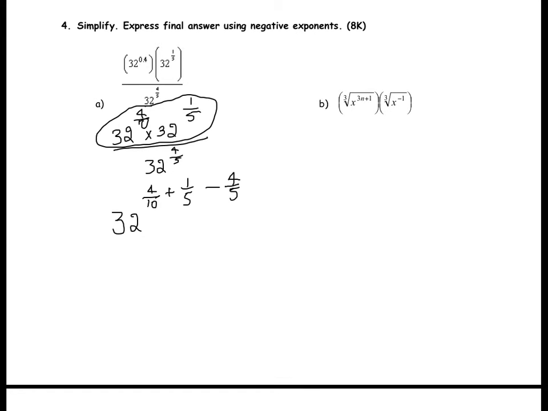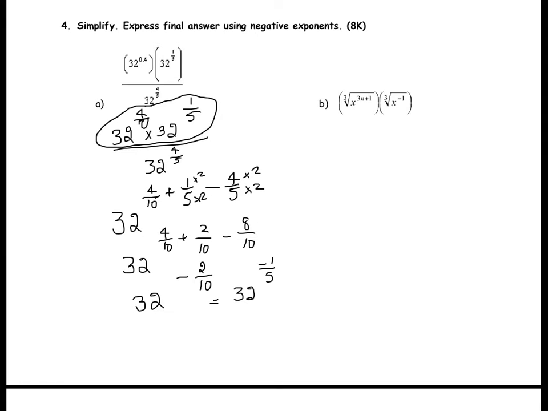Now, this one can be written as 32 exponent 4 over 10 plus, multiply the numerator by 2 and the denominator by 2, and you get 2 over 10. Multiply this one by 2 and this one by 2, you get negative 8 over 10, which is 32 exponent. Since the denominator is the same, I'm just going to add the numerators. 4 plus 2 is 6 minus 8 is negative 2 over 10, which is the same as 32 exponent negative 1 over 5.